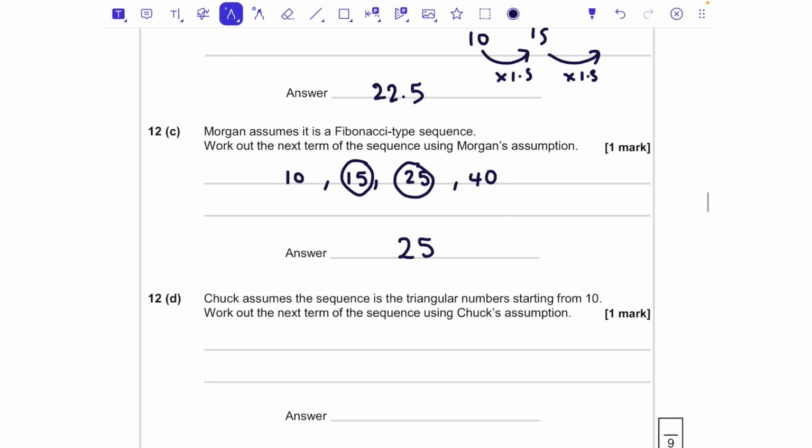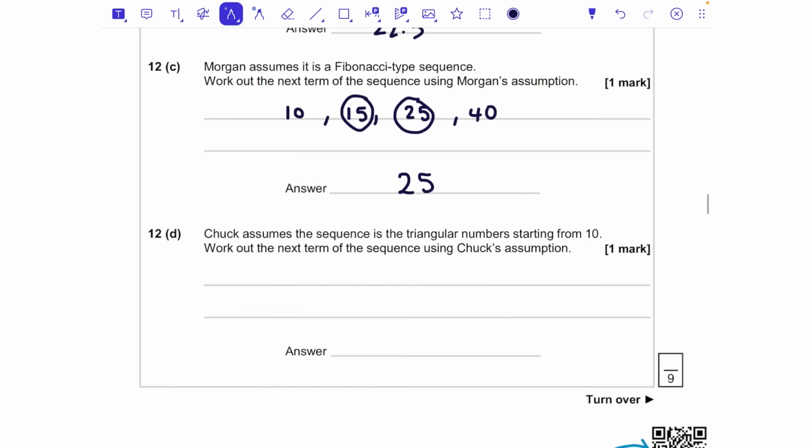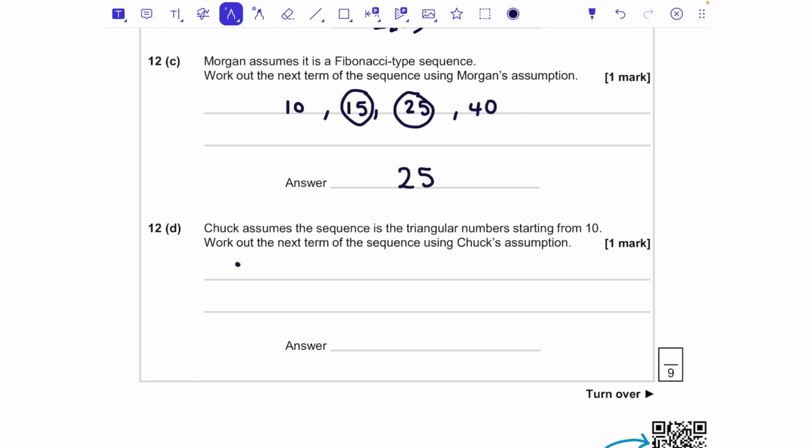Chuck assumes the sequence is the triangular numbers starting from 10. Work out the next term of the sequence using Chuck's assumption. So triangular numbers, think about the format of the pins when you go bowling. So the first triangular number is 1, then we have 3, then we have 6, then we have 10 pin bowling, then we have 15, 1, 2, 3, 4, 5, and the next one would be got by adding a row of 6 along the bottom. So we just had 15, we would then add 6 more underneath, so 21 would be the next number if we were using Chuck's assumption.